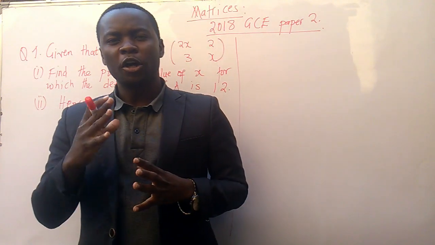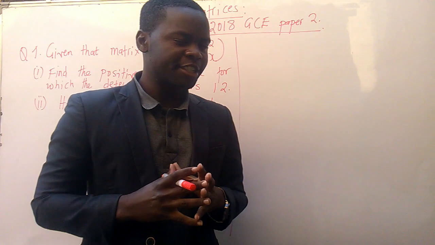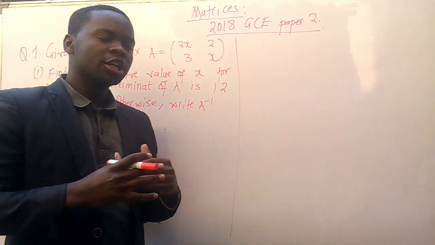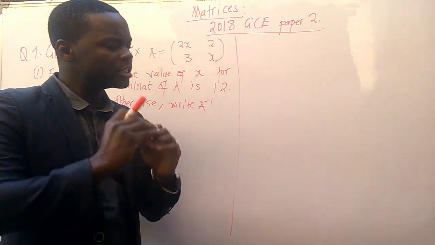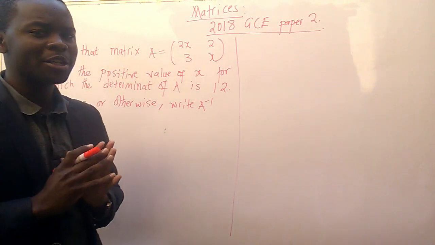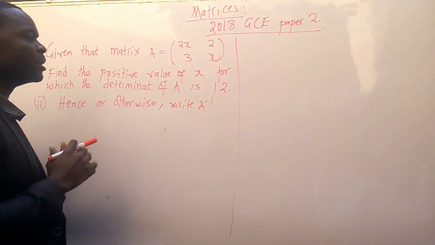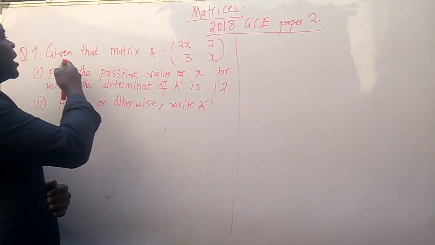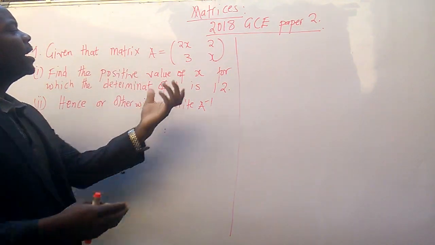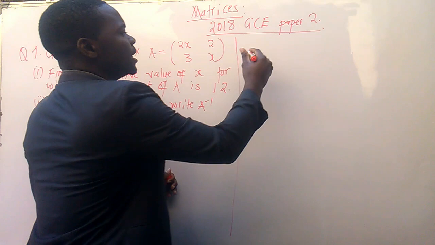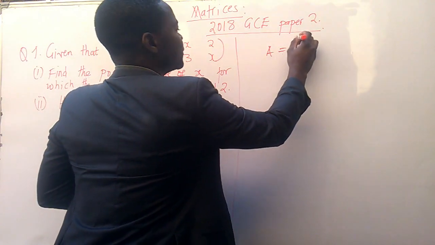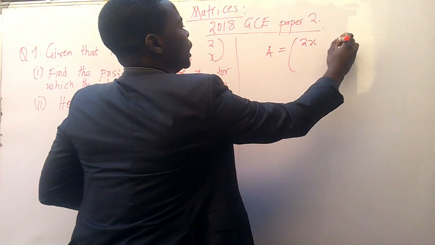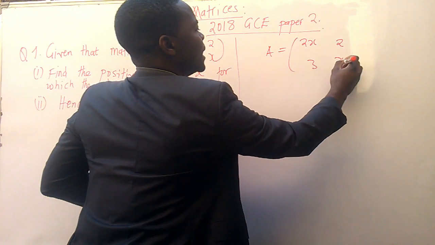In this video, we are going to solve a matrices question which came in 2018 GCE paper 2. It's a very simple question which you must know for you to enjoy the exam and the preparations. Okay, so it's question 1 and it says, given that the matrix A is this. So the matrix A is given to be 2x, 2, 3, and x.